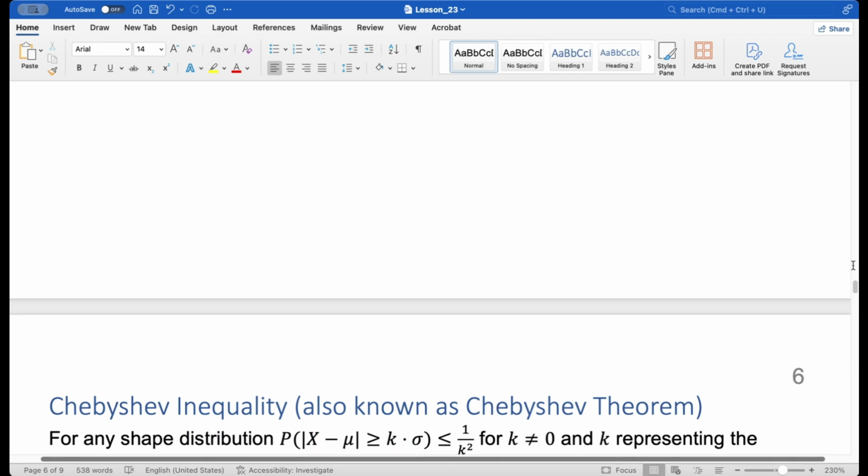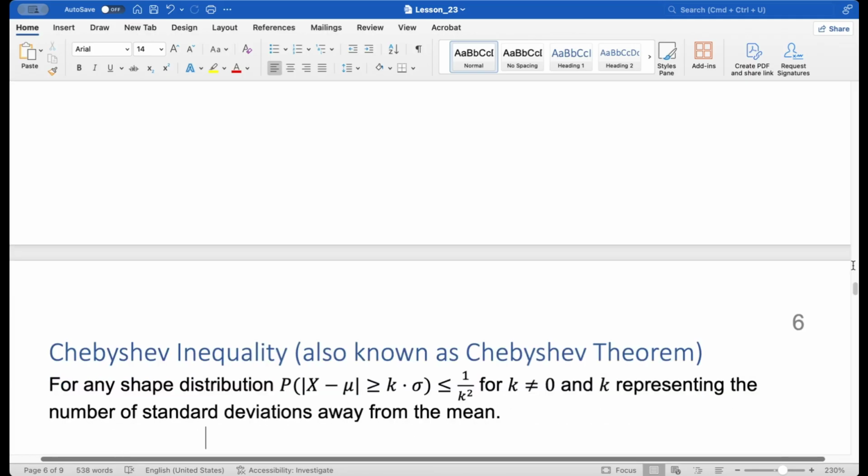All right, finally, we arrive at Chebyshev's inequality. It's kind of similar to what we saw above with the 1, 2, and 3 standard deviations for the normal distribution, which is called the empirical rule. So this is now a general situation. We do not need to know if it's normally distributed.